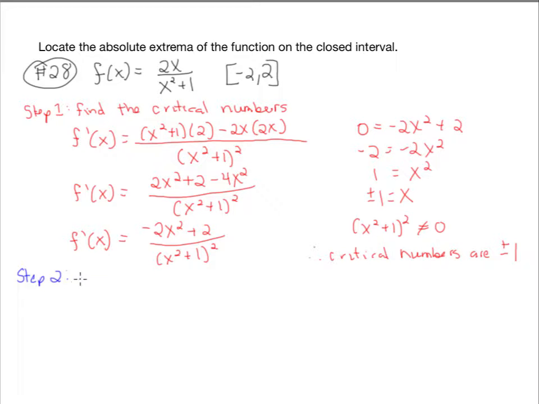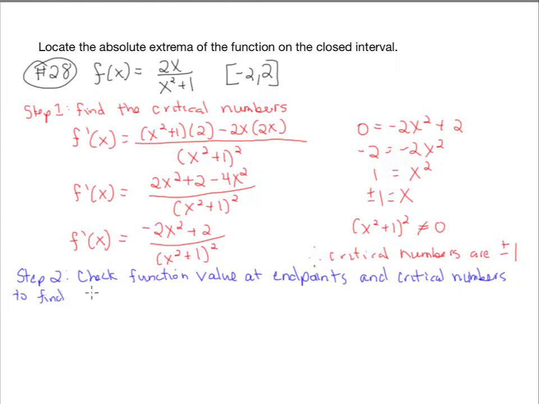Step 2 is, now that we have the critical values, we need to check into the original function value of the endpoints and the critical numbers to figure out which will give us our absolute maximum or absolute minimum for the problem. The best way to show your work for this step is to make a t-table in which you list your endpoints and critical values in increasing order. And then we're going to show our work on substituting in each x value into our original function to figure out the function value at that point, or the y value.